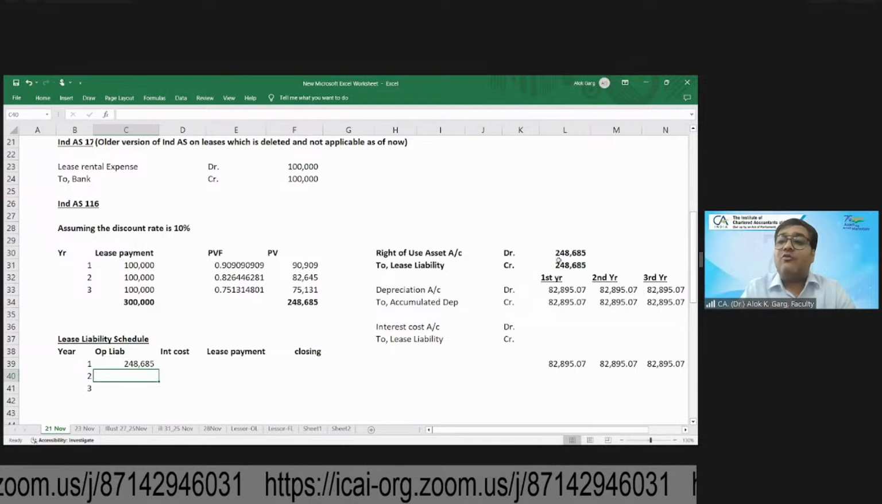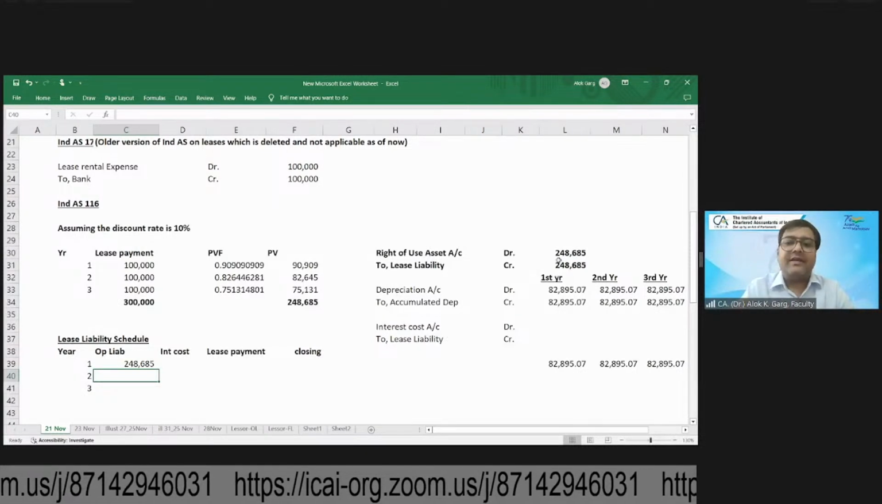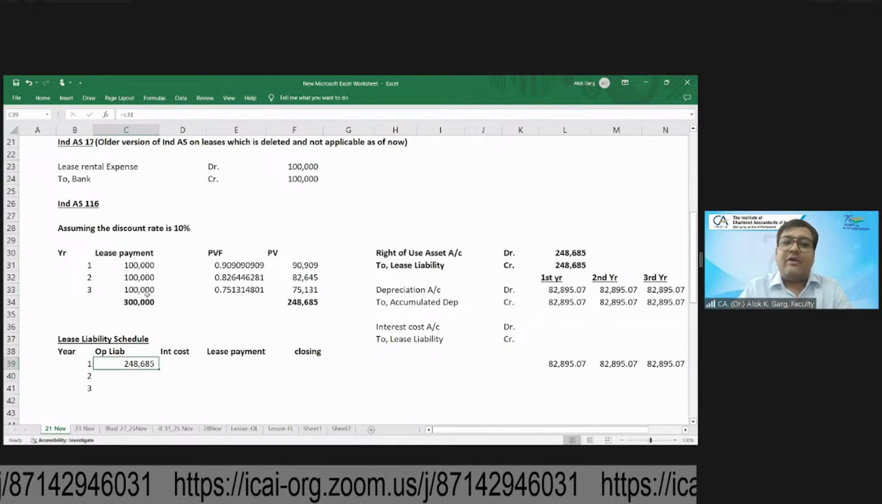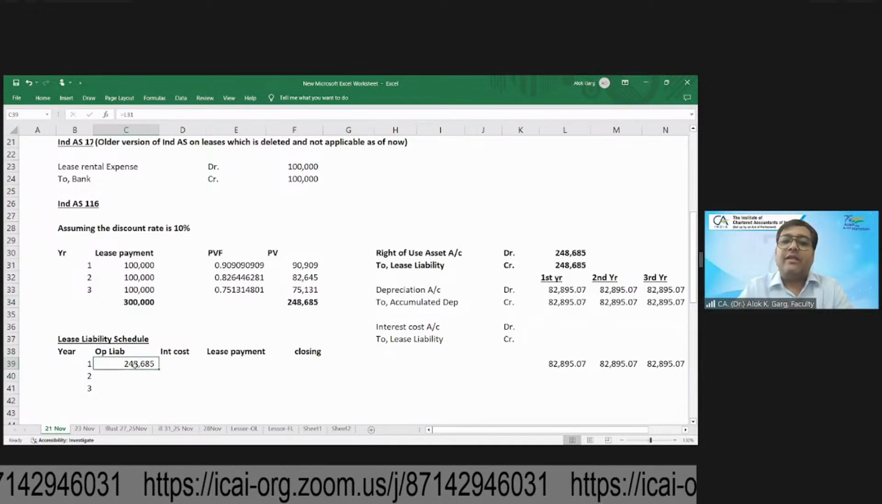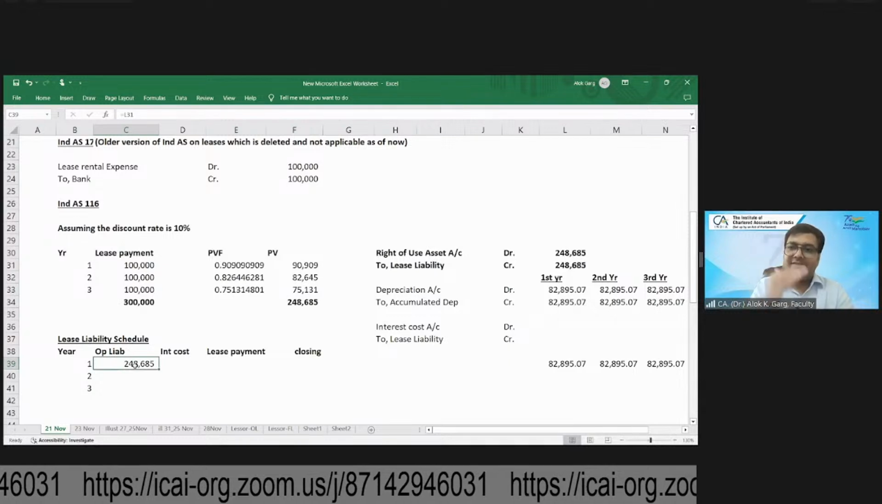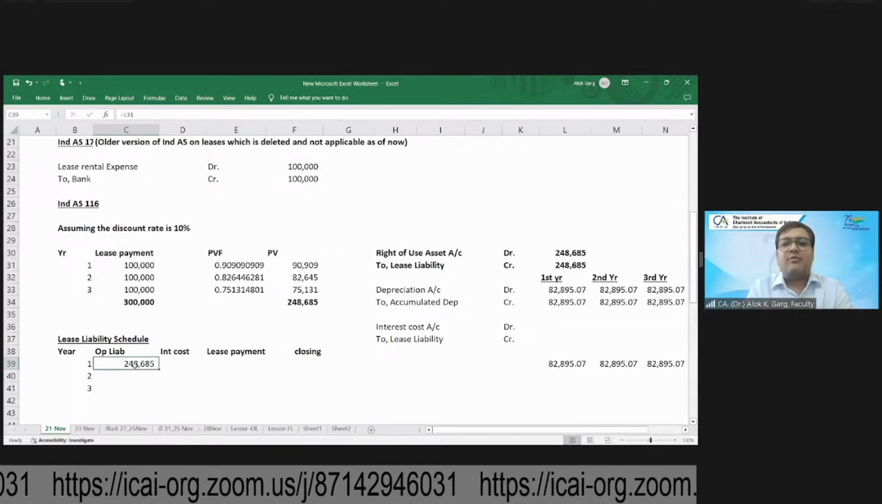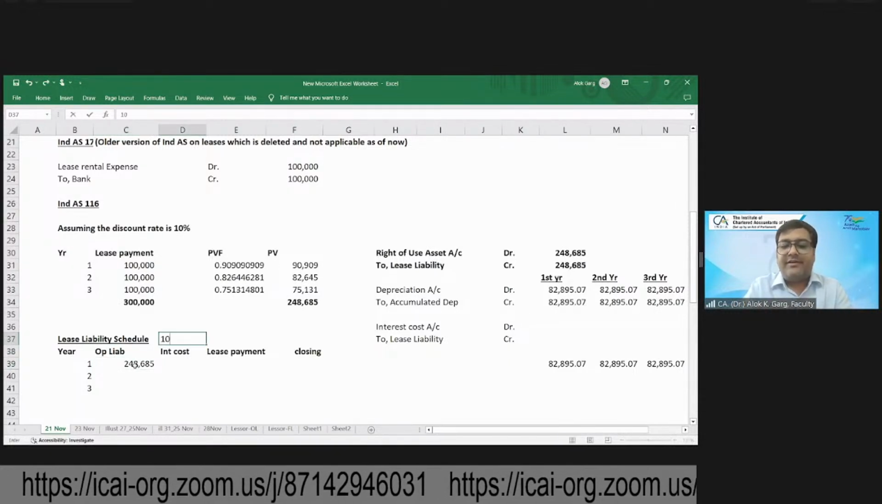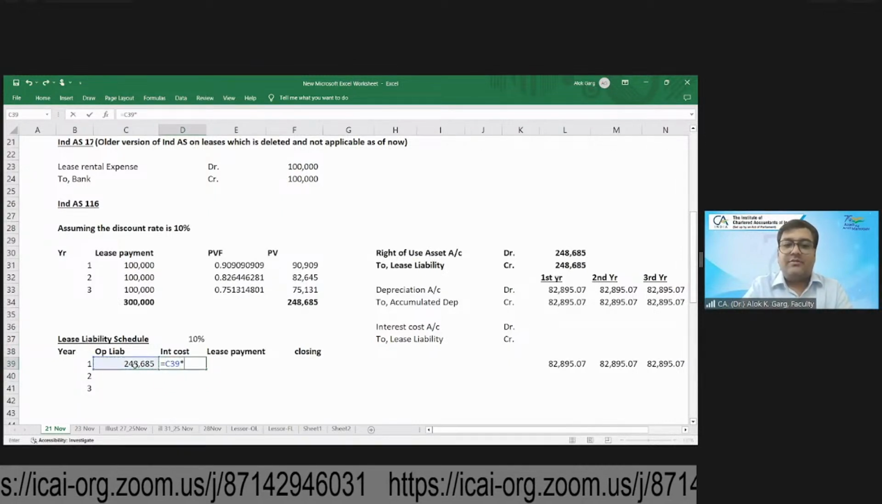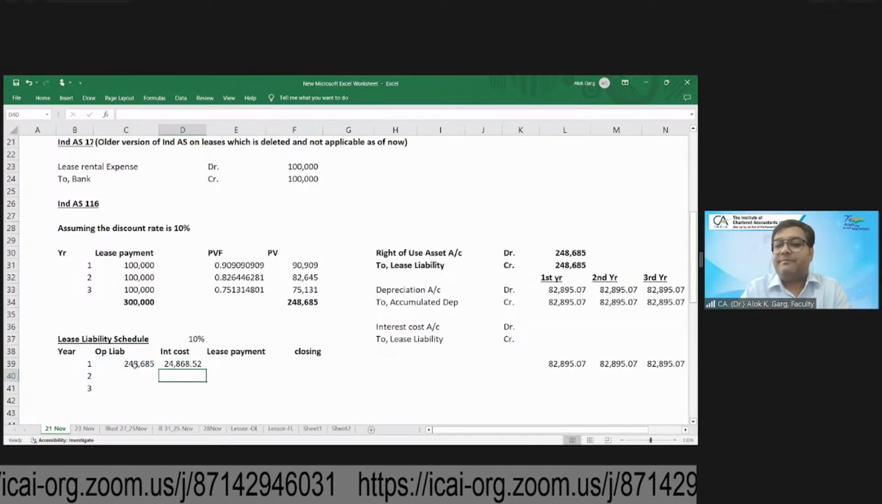And every year you will pay lease rent also. So this 248,685, although you have to pay 3 lakh, you have shown a liability of 248,685. It means the way you have discounted, you will have to unwind the discount as well. What is your interest rate? The interest rate is 10%. You have to create an interest cost, this multiplied by 10%.